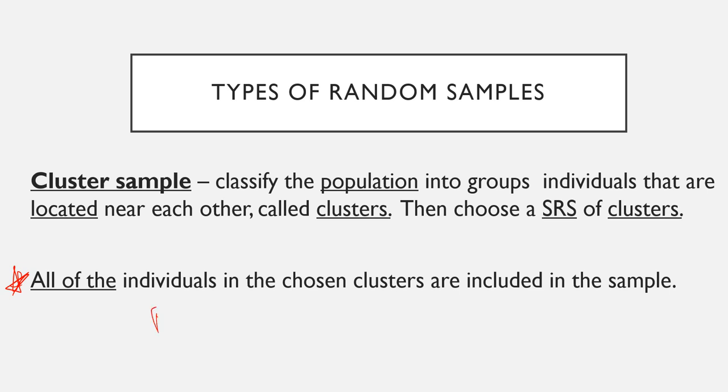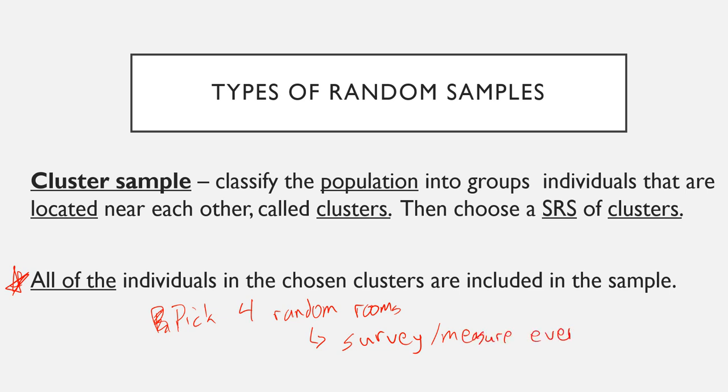So we'll pick 4 random rooms. Well, how do we get our random rooms? We could put all the room numbers in a hat, pick them out. Again, the room numbers, from 101 up to maybe 126, and then 201 to 226. I guess we could give each room its own new number from 1 to 60, however many rooms there are. And then once we pick those rooms, we would survey or measure, depending upon what we're doing, every student in that room.